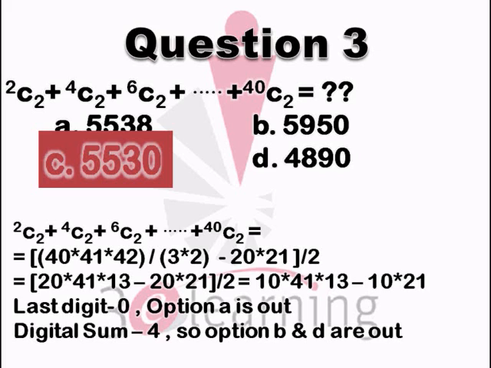I'm again repeating, we have summation of nC2 where n is odd. We just want 2 from some odd numbers. The next odd is 41. For 41, the formula is 40 into 41 into 42 by 6.